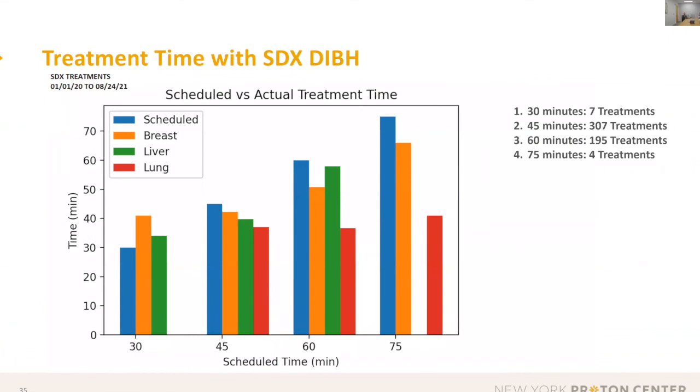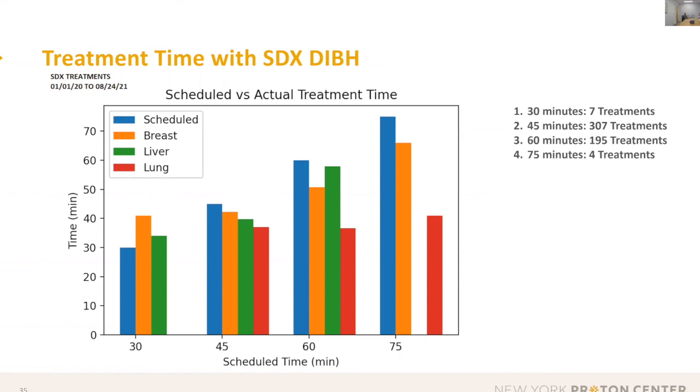And here shows you the average treatment time for the patients that we treated with breath hold. The blue bar shows you the schedule we made for each individual patient. Typically, there are 4 categories, and some patients' schedule is 30 minutes, some 45, 60, and 75 minutes. The red bar basically shows you the lung patients. If you look at those data, you can tell for lung patients, no matter how long we schedule for the treatment.